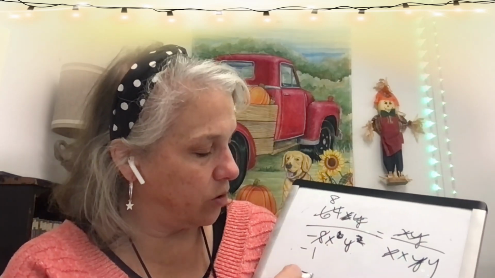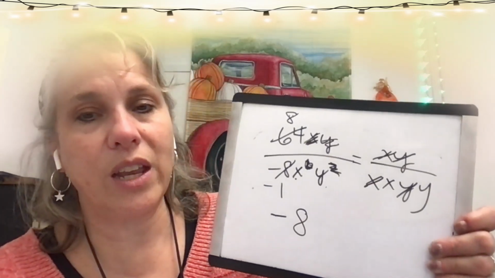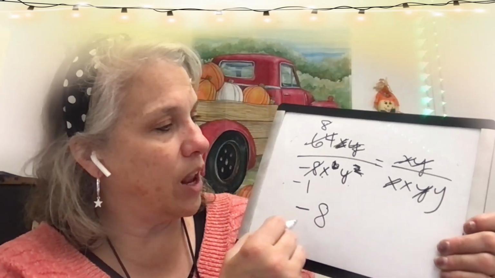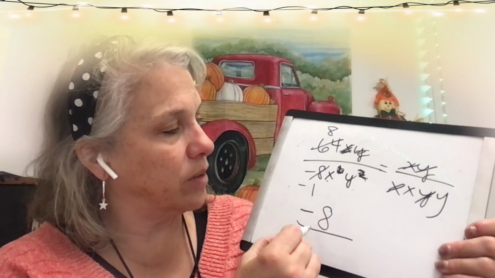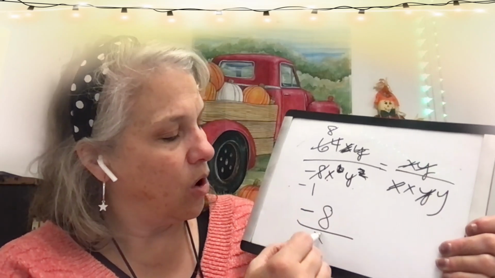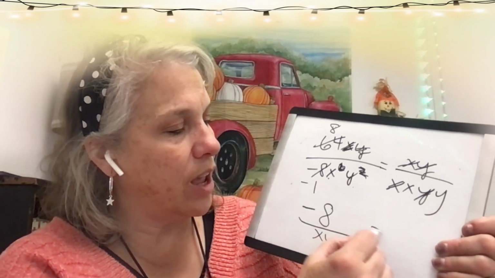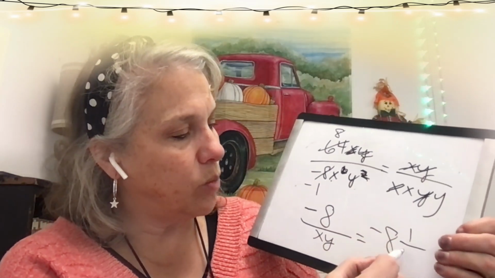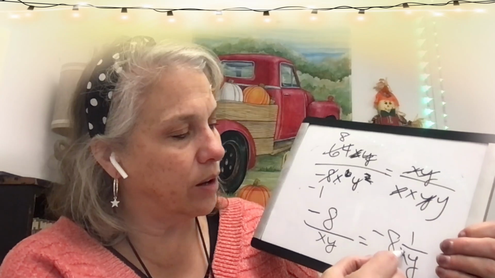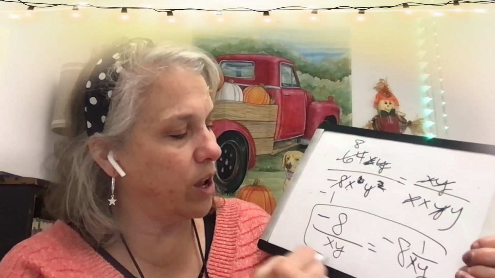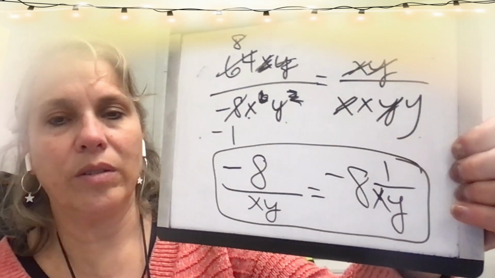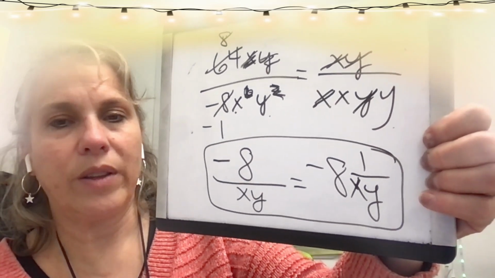Okay, and then this negative 1 always goes to the top. I don't usually leave a negative in the denominator. And then I'm going to have negative 8 over xy. Or I could say it's negative 8 times 1 over xy. Okay, so there's two different ways that you can write that answer. That is the final answer for number 6.